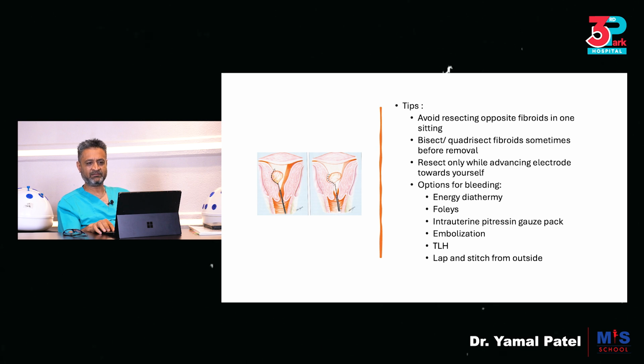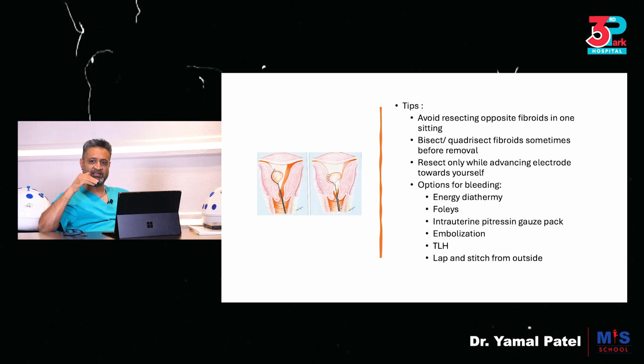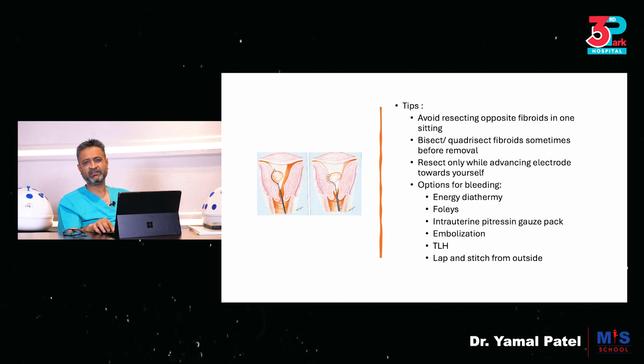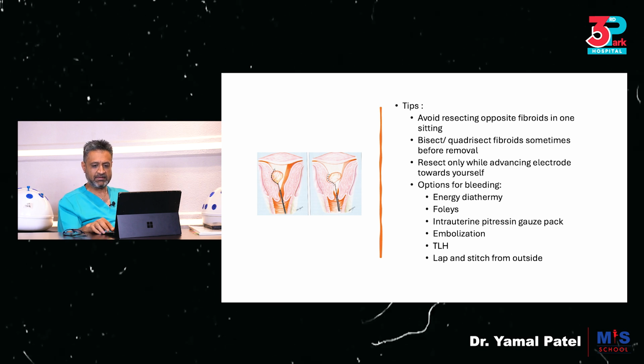When they are large, sometimes you may have to bisect or quadrisect fibroids before removal. Resect only while advancing the electrode towards yourself, as opposed to activating it when it's going that way. So using a passive resectoscope is sometimes safer than using the active resectoscope. But even if you're using an active resectoscope, then resect towards yourself, not away from yourself.